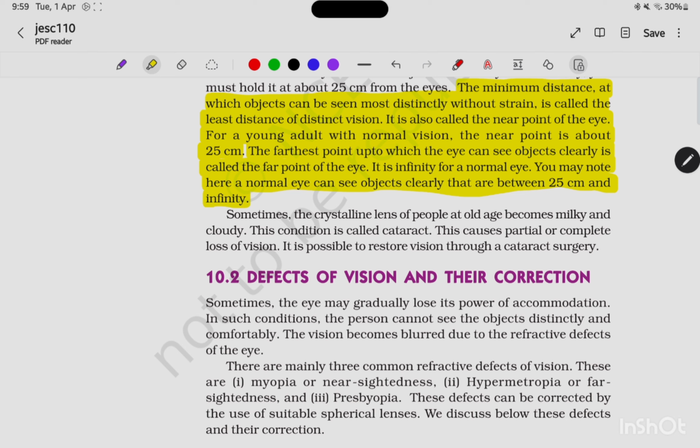Sometimes the crystalline lens of people at old age becomes milky and cloudy. This condition is called cataract. It causes partial or complete loss of vision. It is possible to restore this vision using cataract surgery.